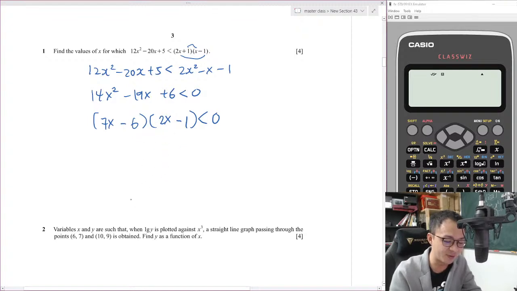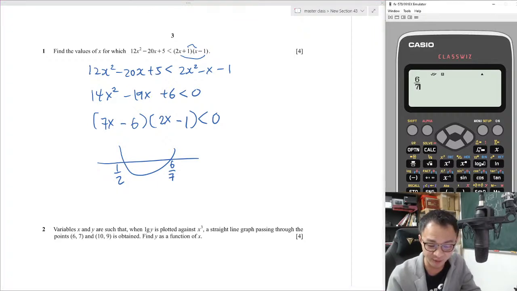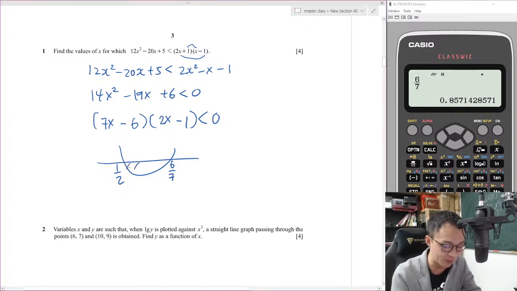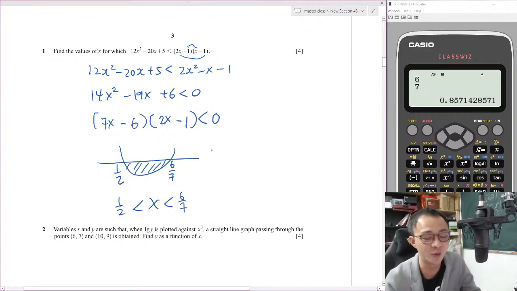After we solve this, we evaluate what values we get: 6 over 7 and 1 over 2. If you're not sure which fraction is bigger, you can always change them into decimals to see. 6 over 7 is about 0.85, and 1 over 2 is 0.5. This is how I arrange them. Since it is less than 0, the solution lies in the middle, so x should be between 1 over 2 and 6 over 7. If you do not know how to factorize it, you can always use the calculator.